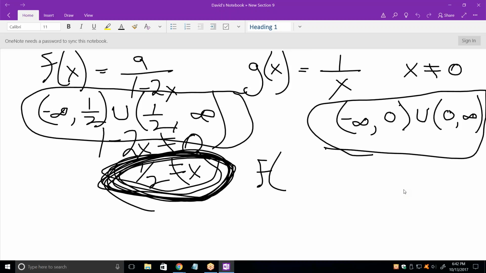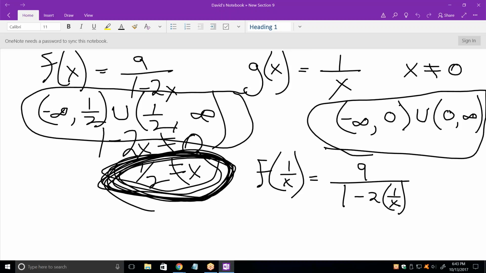What does f of g mean? It's f of g of x. Now fill in the g of x function so that I can write f of something. So we have f of 1 over x, which equals 9 over 1 minus 2 times 1 over x. That's a little harder than one would think. Not really, I can simplify that. It's just algebra.